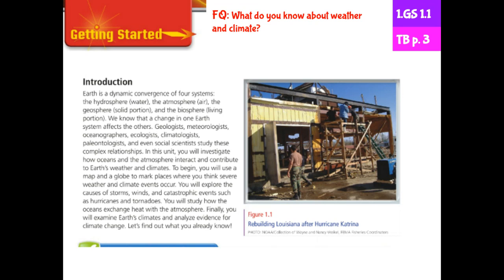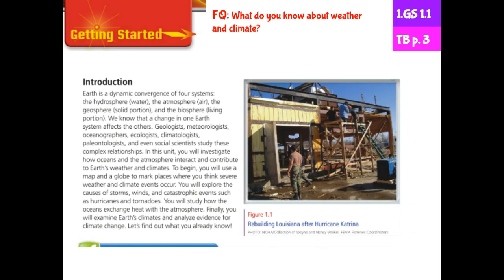To begin, you will use a map and a globe to mark the places you think severe weather and climate events occur. You explore the causes of storms, winds, and catastrophic events such as hurricanes and tornadoes. You will study how the ocean exchanges heat with the atmosphere. Finally, you will examine Earth's climate and analyze evidence for climate change. Let's find out what you already know.